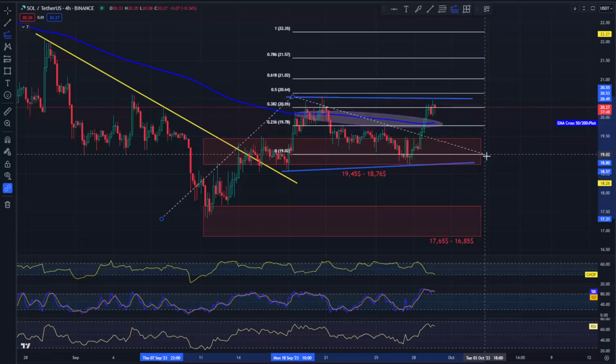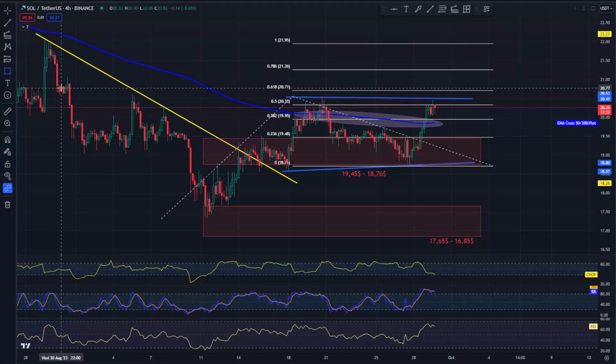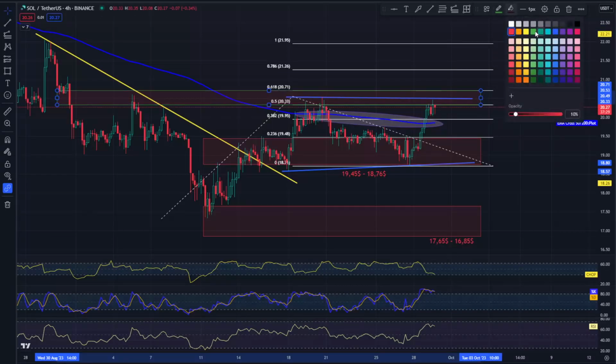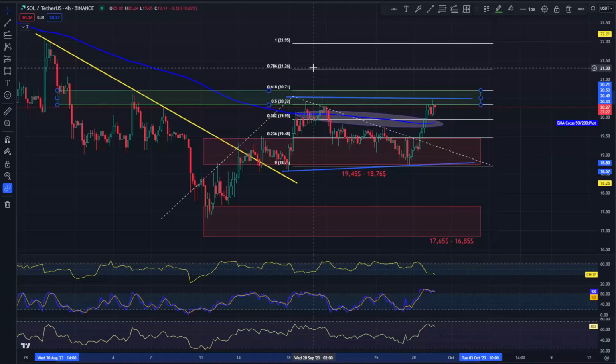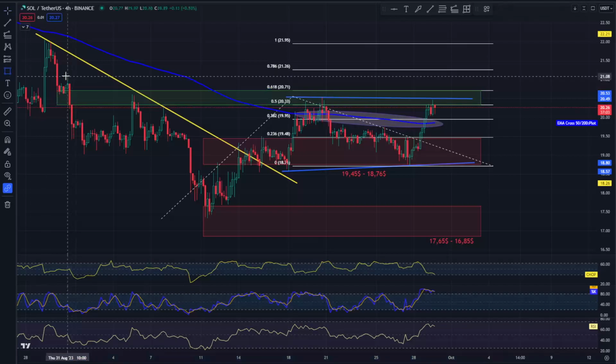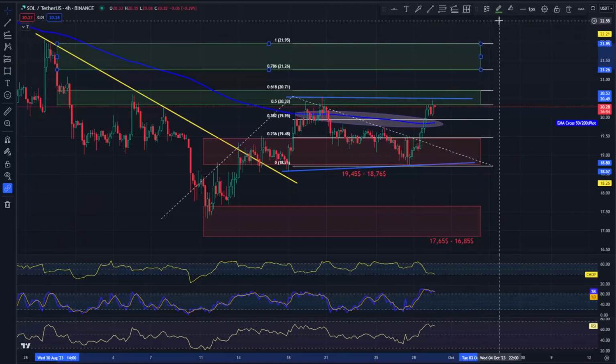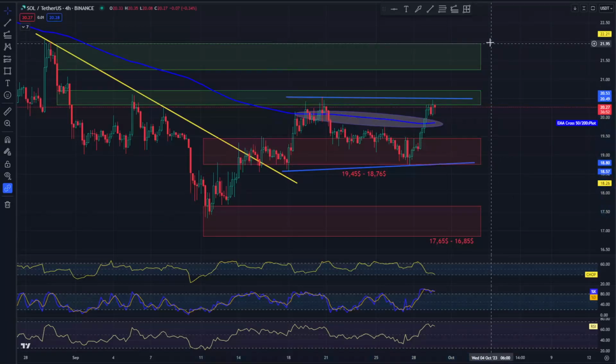Looking the other way, we see that the price has reached the resistance zone from $20.33 to $20.71, which has reduced the price for now. However, if it manages to break through this zone, the price must face the second zone from $21.26 to $21.95.